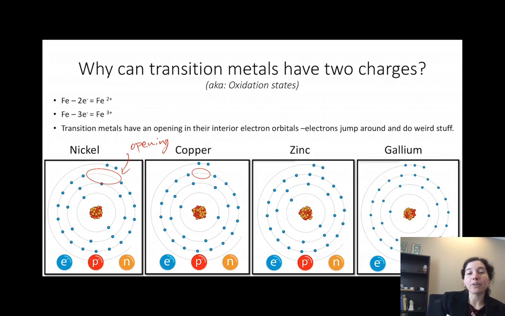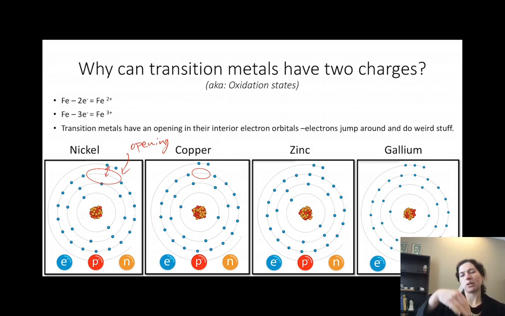in an interior electron orbital. So normally the electrons that move are your valence ones, the ones around the very outside, but for some reason our transition metals have this opening inside the valence. And so what happens is sometimes electrons jump in and out of here very easily.